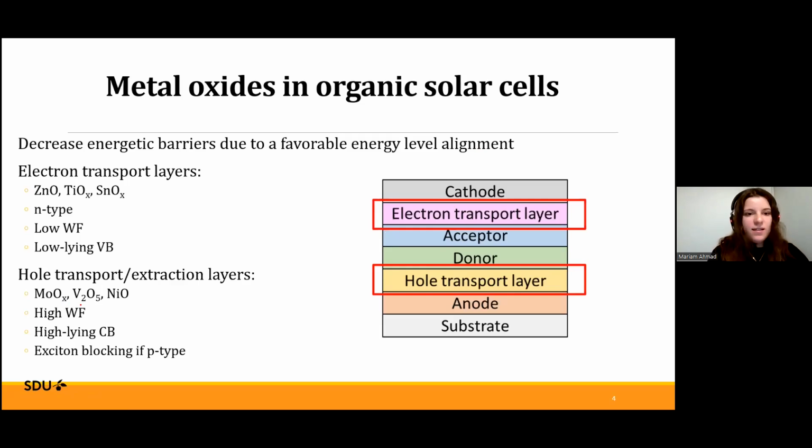Now, metal oxide transport layers can either be electron transport layers or hole transport layers, depending on their electronic structure. Examples of some electron transport layers are zinc oxide, titanium oxide, and tin oxide. And these are often N-type materials with a low work function and a low lying valence band so that they can block holes and be electron selective. And hole transport or hole extraction layers are usually P-type, can also be N-type materials with a high work function, high lying conduction band, and they can also be exciton blocking if they're P-type. And examples of such hole transport layers are molybdenum oxide, vanadium pentoxide, and nickel oxide.